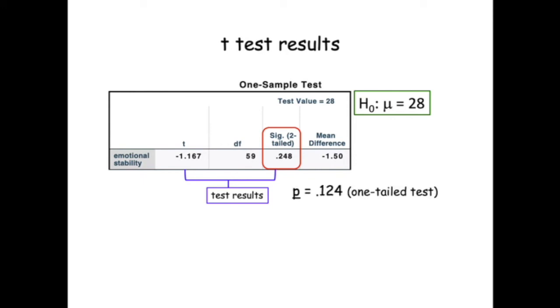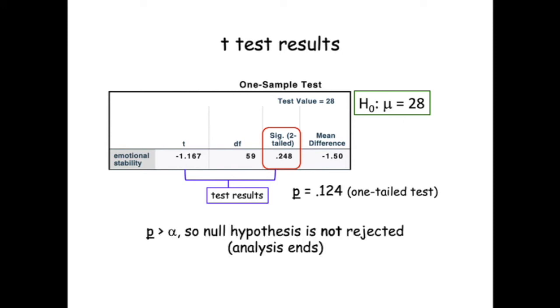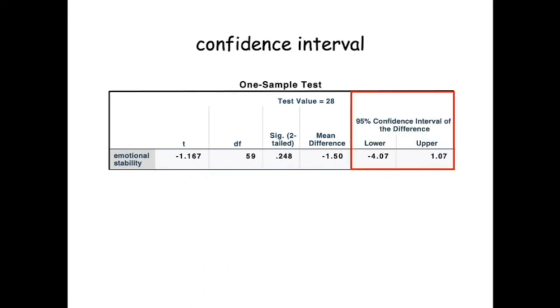We divide it in half to get the actual p-value, which is 0.124. This p-value exceeds the significance level, so the null hypothesis is not rejected. We would not interpret the confidence interval for two reasons. First, we did not reject the null hypothesis. Second, if we had rejected it, the confidence interval would have only one bound, because the hypothesis was one-tailed. But let's take a look at it.